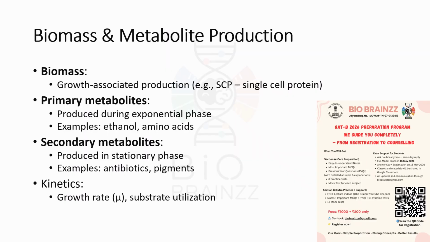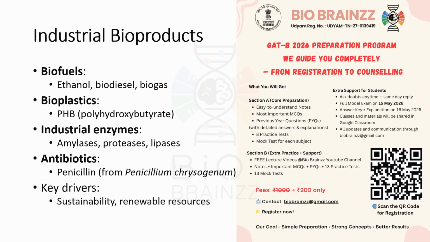Understanding the kinetics of growth, including parameters like growth rate and substrate utilization, is essential for optimizing production and maximizing yield in bioprocess systems. Industrial bioproducts are derived from biological processes and play a crucial role in sustainable development. These include biofuels such as ethanol, biodiesel, and biogas, which serve as renewable alternatives to fossil fuels.